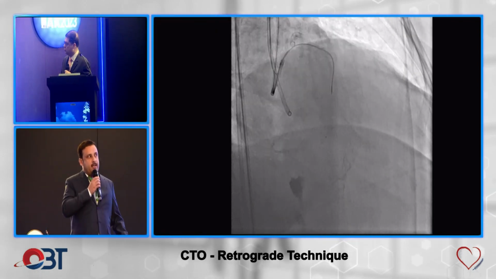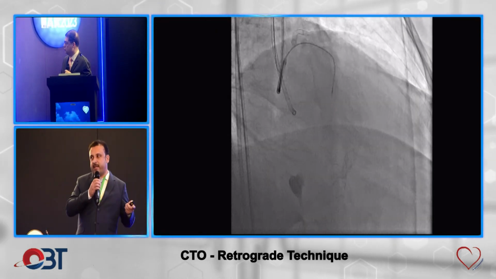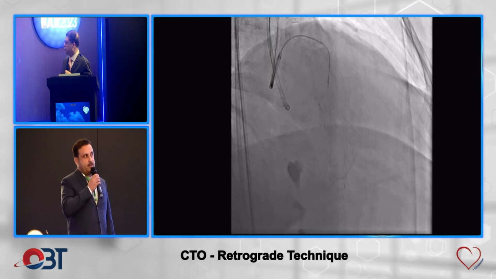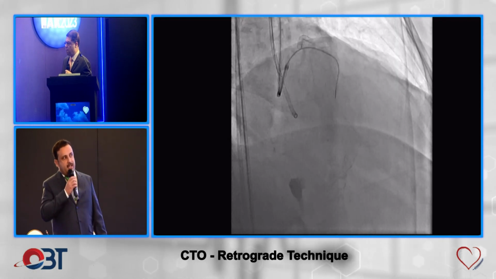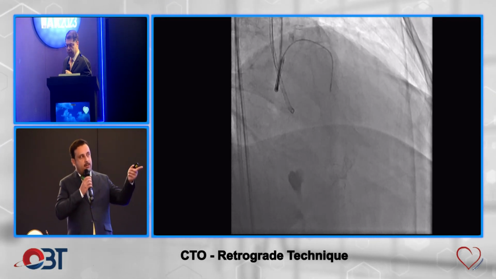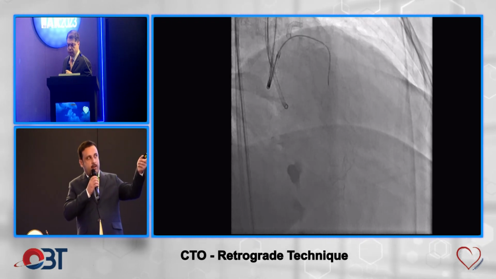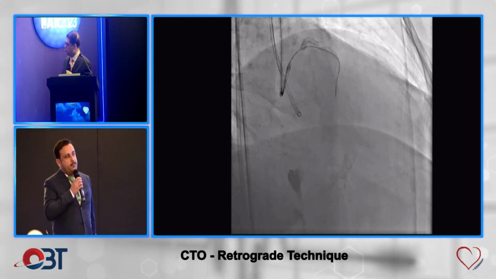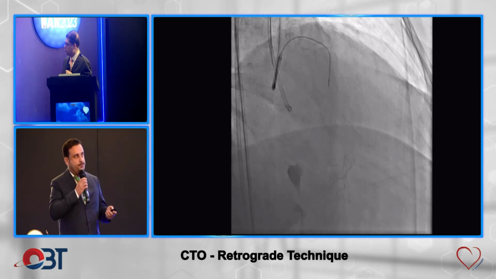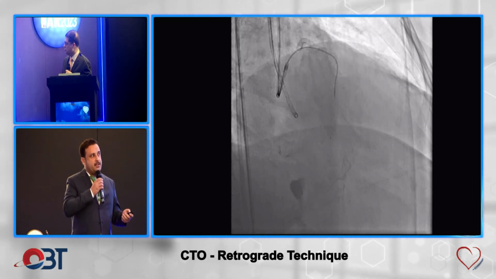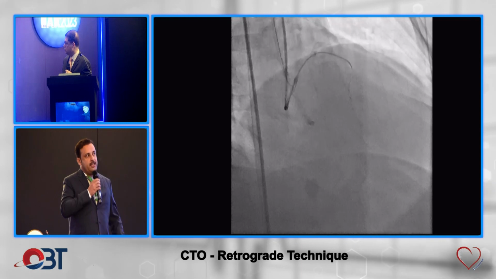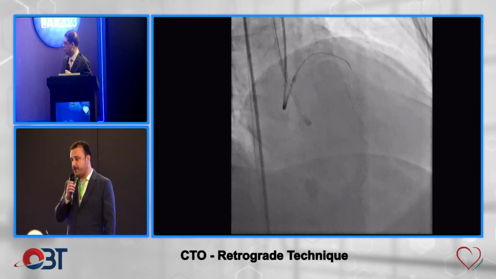But in a selective, as we see in this case, we take a small amount of contrast in a small syringe and we give a gentle injection and see whether there are any connections from the septum into the PDA or distal RCA or not. The other way is a technique which is called septal surfing.